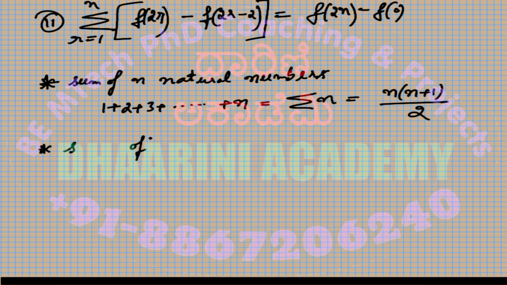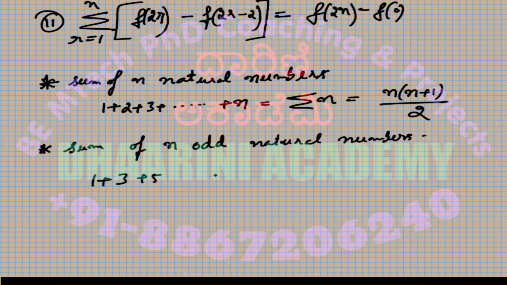This is the sum of the first n odd natural numbers. So the odd natural numbers represent 1 plus 3 plus 5 and so on, up to n terms, right? So you can see that this can be written as, okay, let's try to give a notation first.